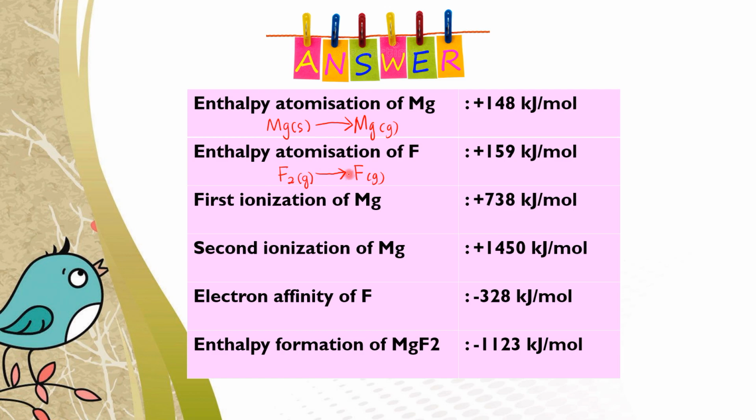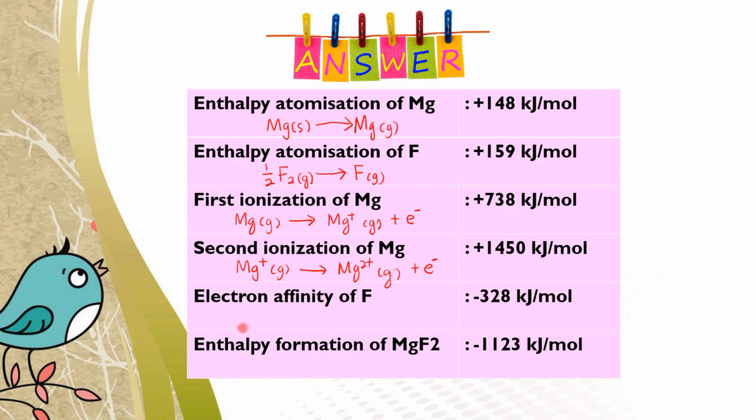The product side must be 1 mole, so for the reactant side, we balance it with a half. So first ionization of magnesium: Mg gas becomes Mg plus plus 1 electron. Second ionization means from Mg plus gas, produce Mg2 plus gas.